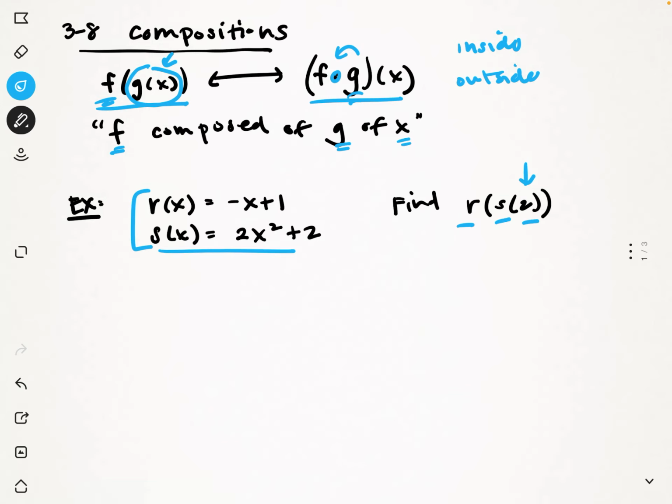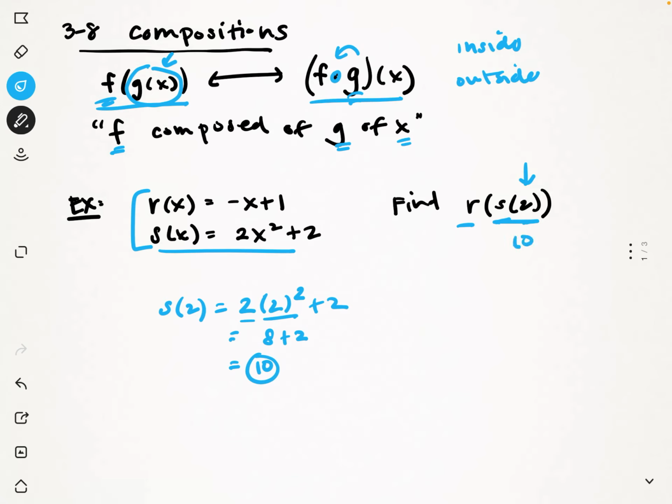So let's do that. Let's do S of 2 first. Let's find out what that's equal to. What that means is we're just going to plug in 2 for our X. Well, we're going to use our order of operations here. 2 squared is 4 times 2 is 8 plus 2, which is 10. All right, so we found S of 2, which is 10.